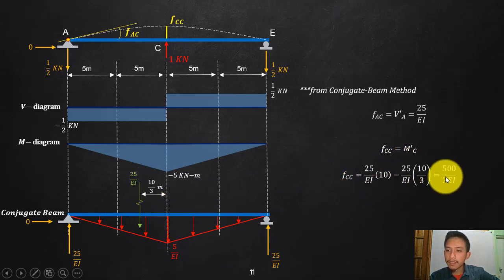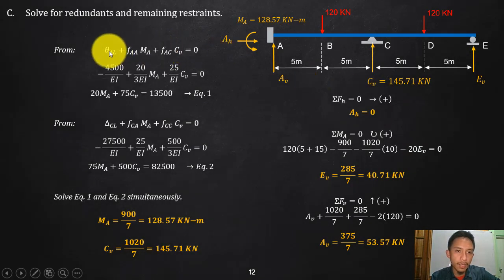That will be 500 over 3 EI. Okay, now I am complete. We have now the remaining FAC and FCC. Okay, going now to the equations: theta AL, FAA, MA, FAC, CB.